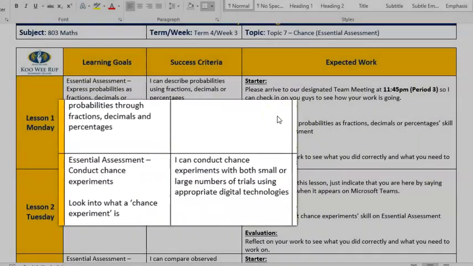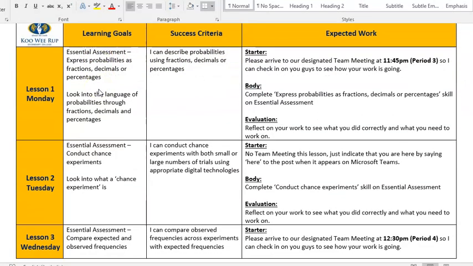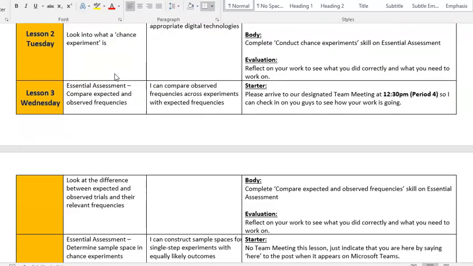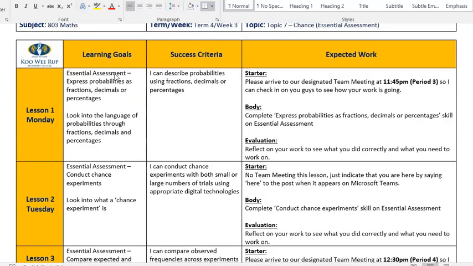We're going to fast track this set of topics. Usually you'll use 2 periods in order to do one skill, but this time, because we're nearing the end of the term, we are going to be doing just 1 skill per lesson. So effectively you'll be doing 4 skills within this week.